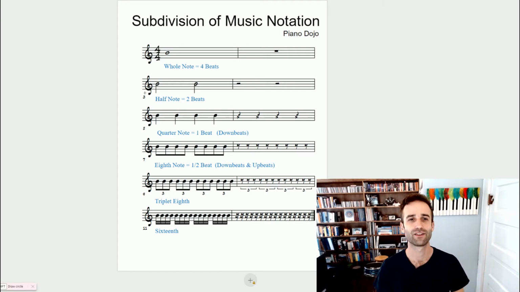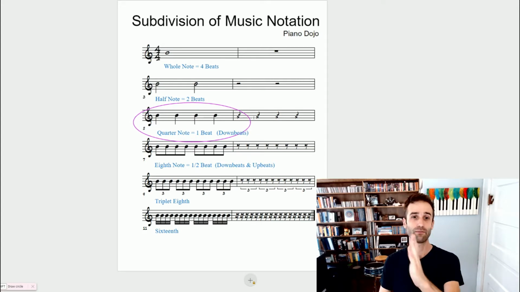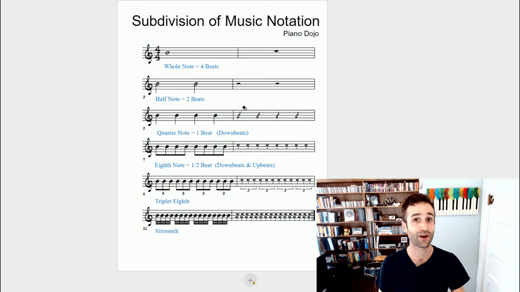And now this brings us to our most important layer, the quarter note layer, all right? Each beat now is being symbolized by one of these notes, and we are going to actually start calling these downbeats. That is our percussionist, our drummer lingo. So quarter notes are each equal to 1 beat, and those are downbeats, all right?